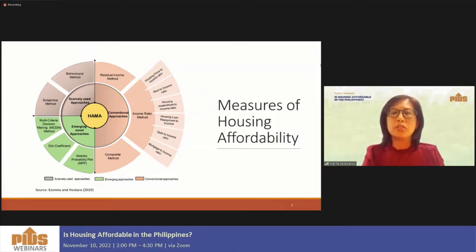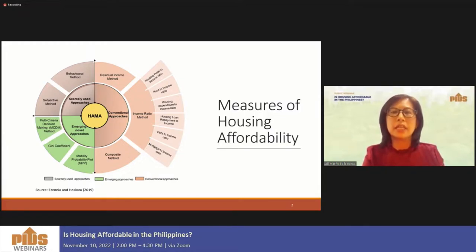And there are several measures of housing affordability, as shown on the screen. On the left side of the screen are the scarcely used approaches and emerging novel approaches. These are rarely used because they require more detailed information and special surveys, which most countries do not have, detailed on the housing unit as well as details about the household.